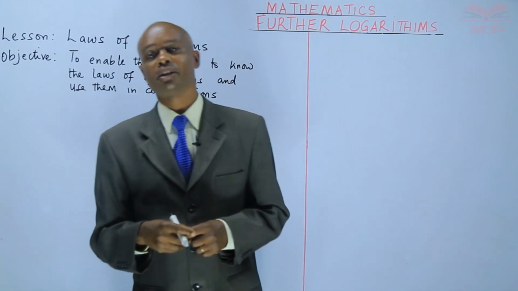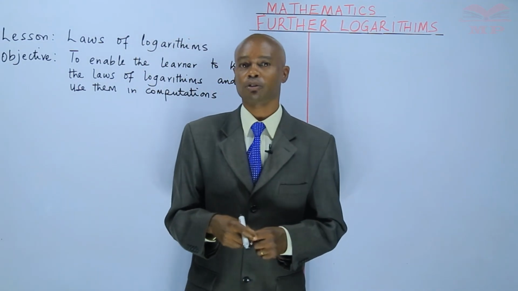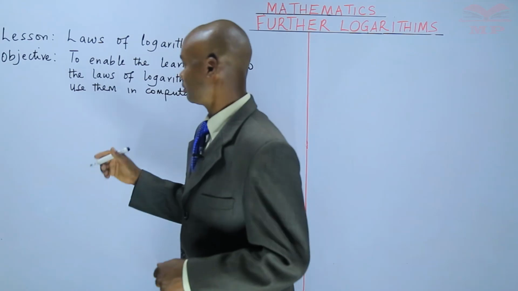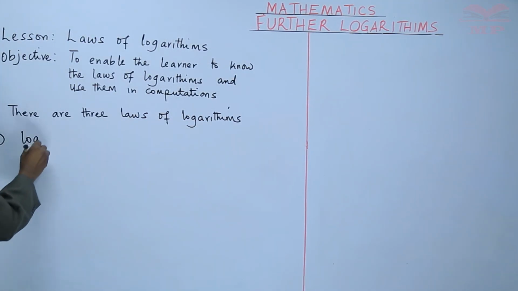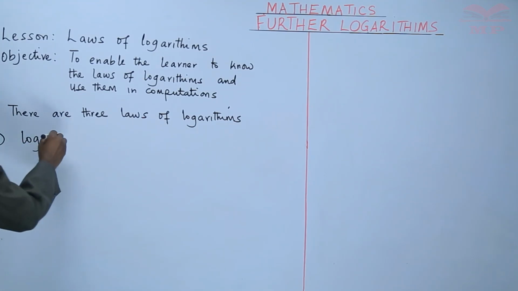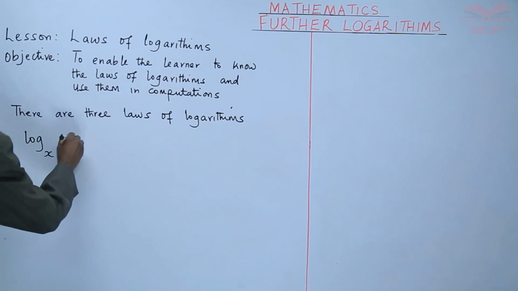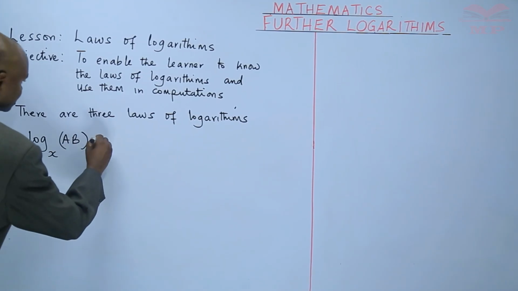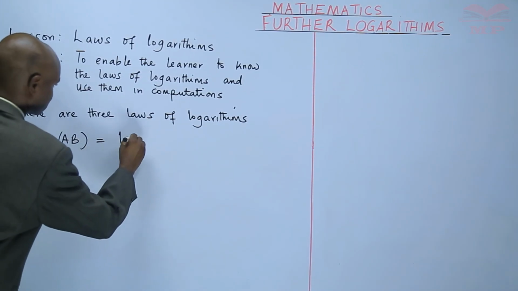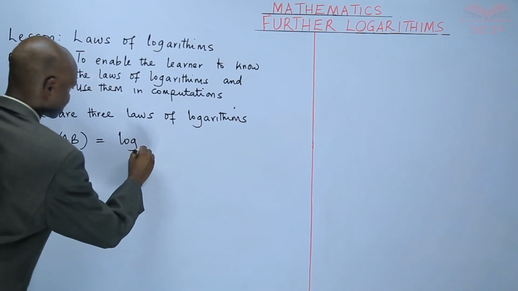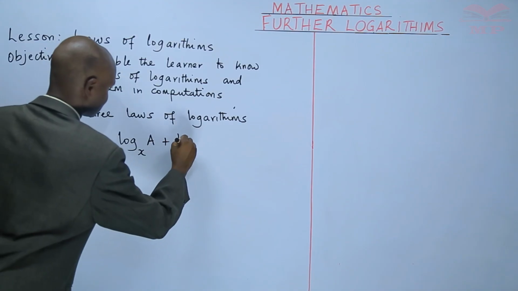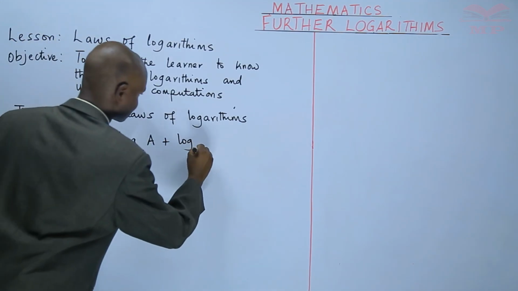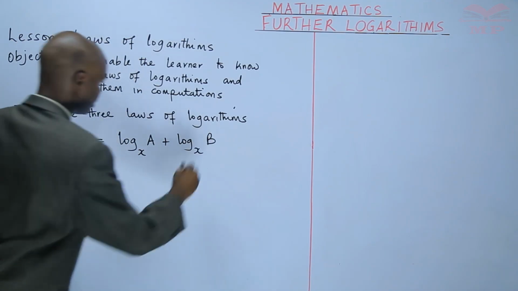So learner, there are three main laws of logarithms, as I'll write them down. Logarithm to the base x of a b is equal to logarithm to the base x of a plus logarithm to the base x of b. That is the first law.